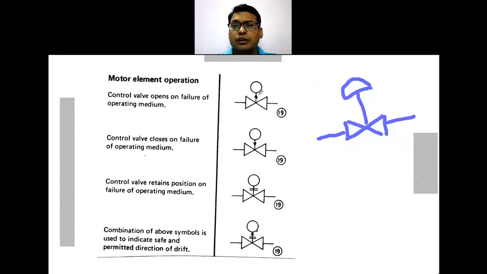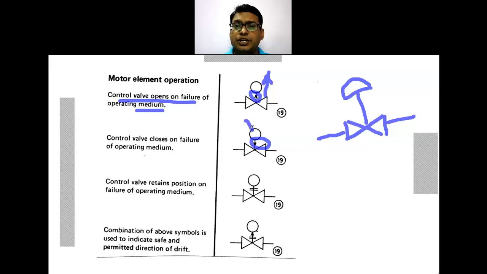So here one upward arrow is provided. It indicates the control valve opens on failure of operating medium. So it is going to open. This arrow in the upward direction indicates that the control valve is going to open at the fail-safe open condition.